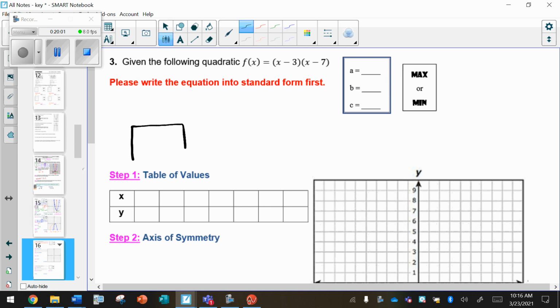The long way is to use the box method that we did back in September and take our factors of x minus 3 and then x minus 7, do the box method, multiply it out, and figure out your equation in standard form.